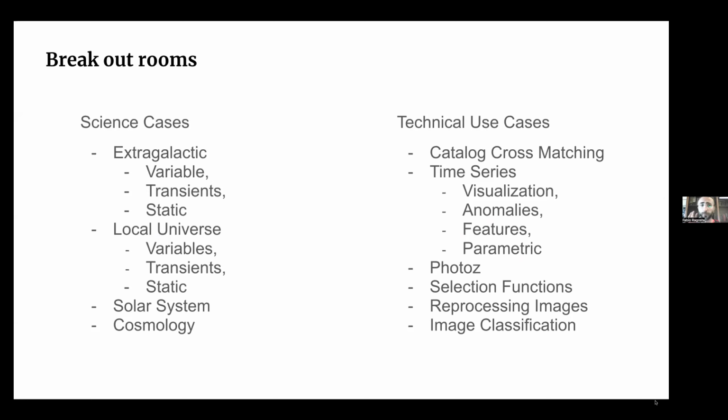And then from these science cases, we extrapolated what we need to set the discussion on the technical issues. What were the similarities between the science cases from the technical aspect? What are the infrastructures that are, let's say, most interdisciplinary across all the science cases? We set these themes: catalog plus matching, time series, and we focused time series on visualization, anomaly detection, feature extraction, and parametric estimation. The photo-z, the selection function, the reprocessing images, and the image classification.